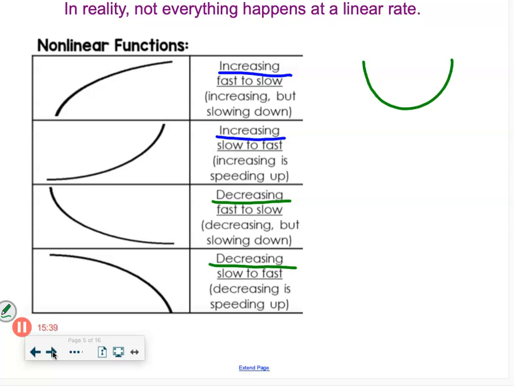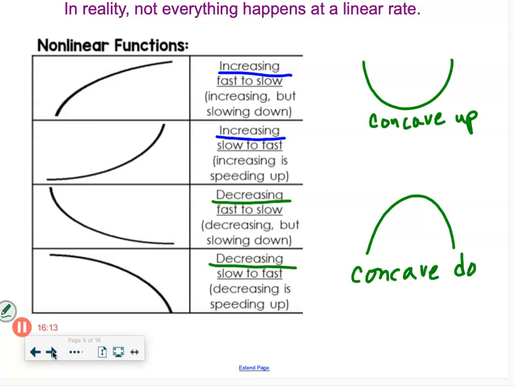Whenever you have a shape that is either this guy right here, or this part right here, if you take the two middle shapes and put them together, you get this guy. You take the two top and bottom shapes, you get this guy. This type of shape is called concave up. This type of shape, concave down. When we're talking about functions, there's no such thing as convex. You're concave up or you're concave down.